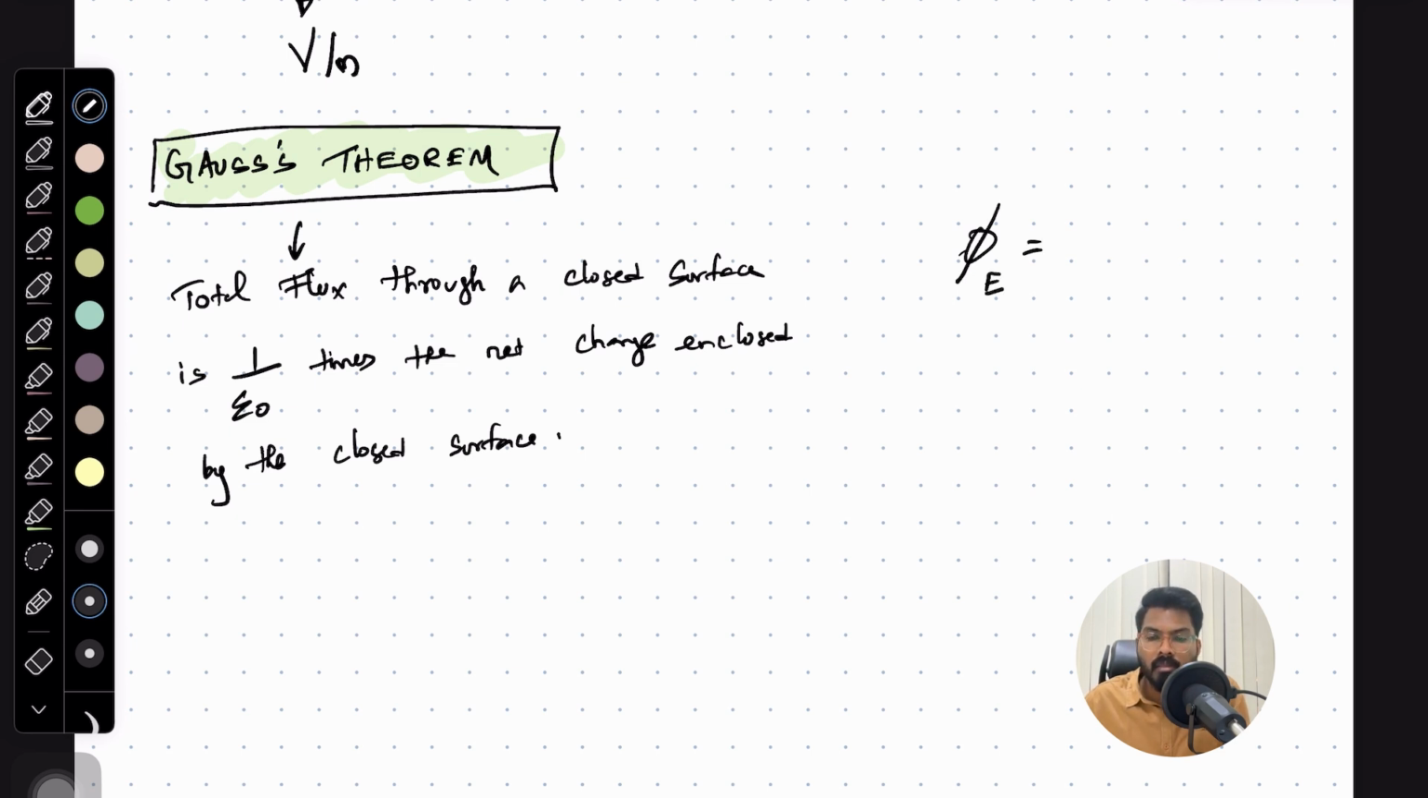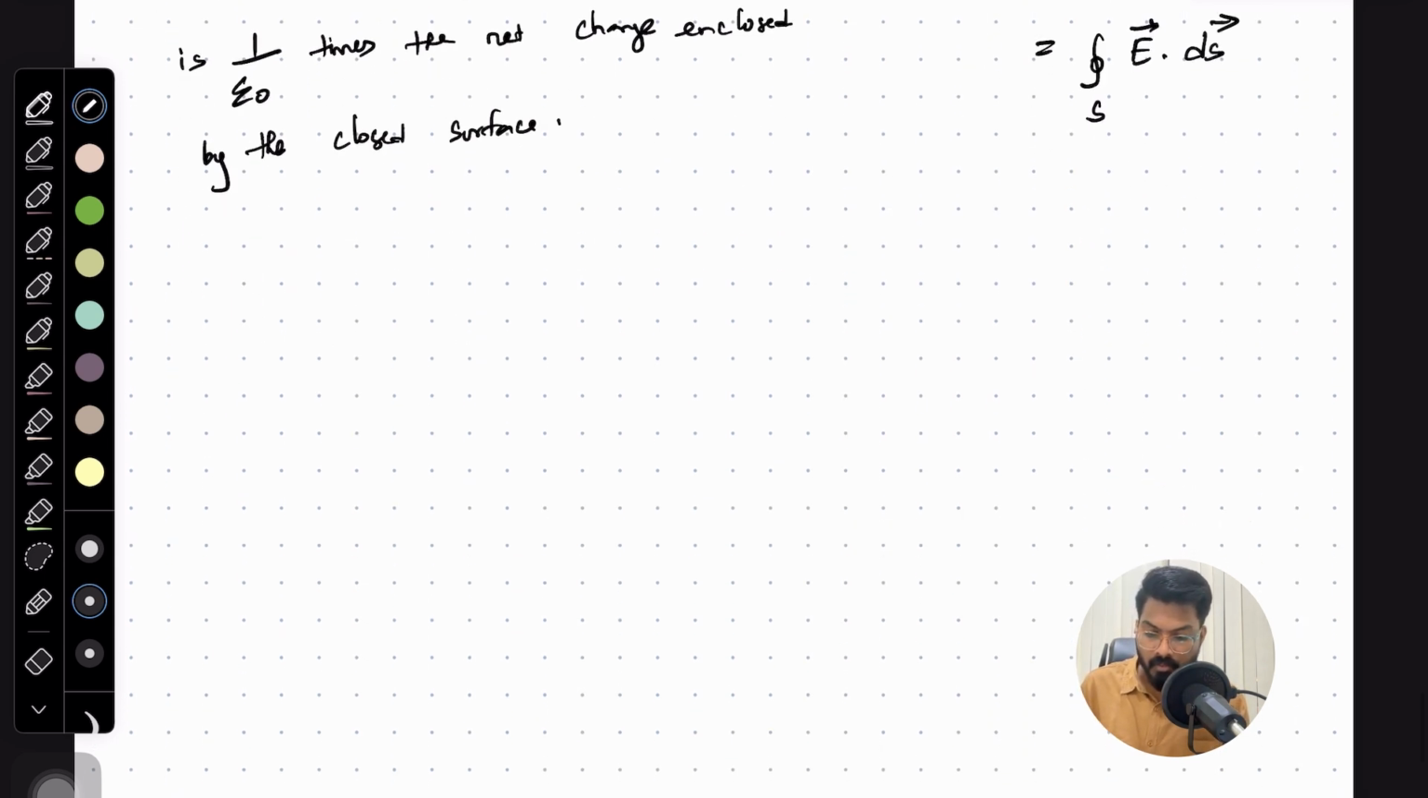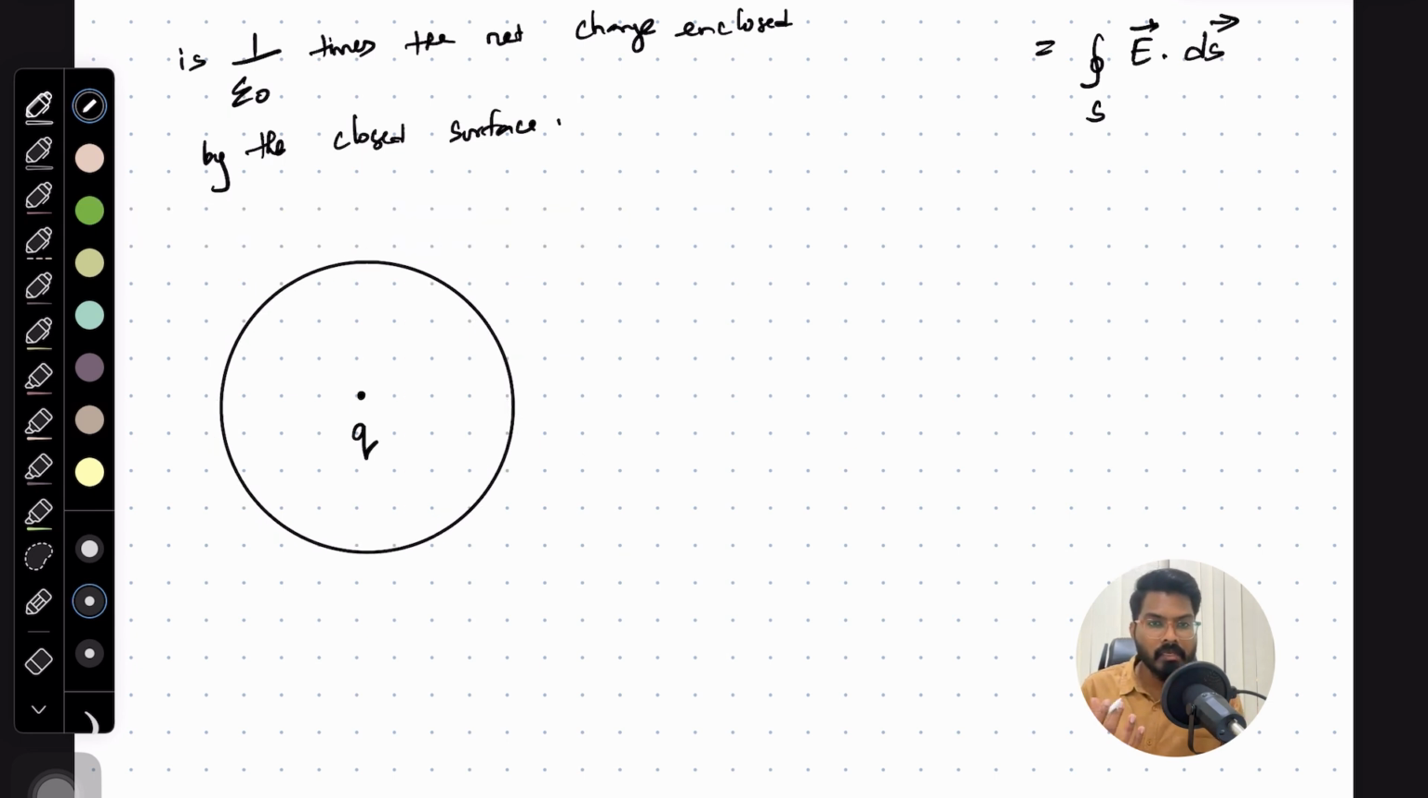So the total flux, I am writing it like this, is equal to 1 by epsilon naught times the net charge which is enclosed in the surface. But we already saw that the total flux is the surface integral over E vector dot dS vector. Now to visually see this, there is a charge Q. This charge is enclosed inside a surface. So this is a surface.